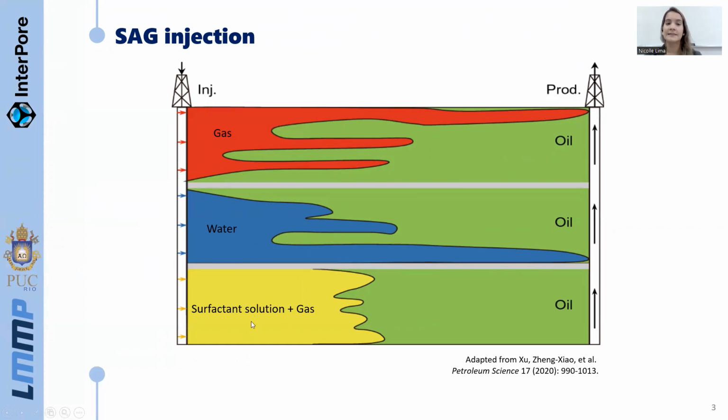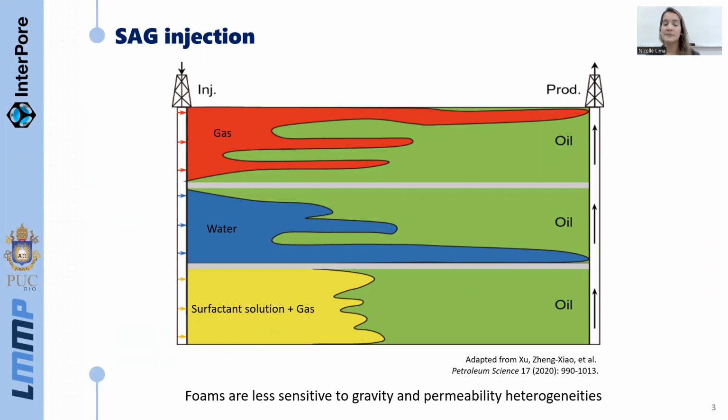In this third case, we first inject a slug of surfactant solution, then we inject gas. In this case, we are forming foam inside the reservoir during the gas injection. And foams are less sensitive to gravity and permeability heterogeneities, so it provides a more uniform sweep front here. And the success of this method highly depends on generation and stability of foam inside porous medium.